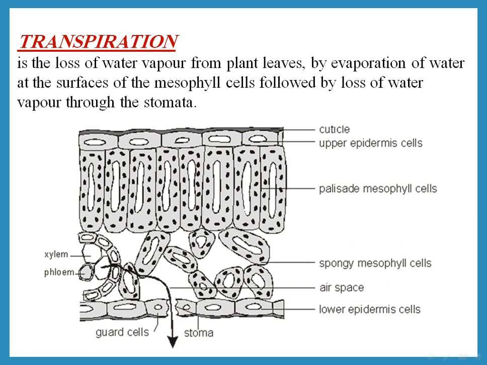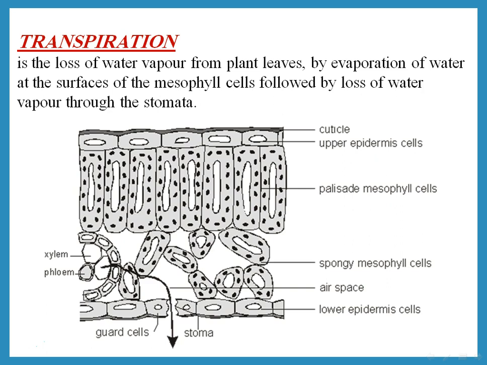Then the next layer is a layer of thin transparent cells. These are called the upper epidermis. And then we have the layer of palisade mesophyll cells, which are cylindrical and have a lot of chloroplasts. The next layer is the spongy mesophyll cells, and the spongy mesophyll cells have a lot of air space between them.